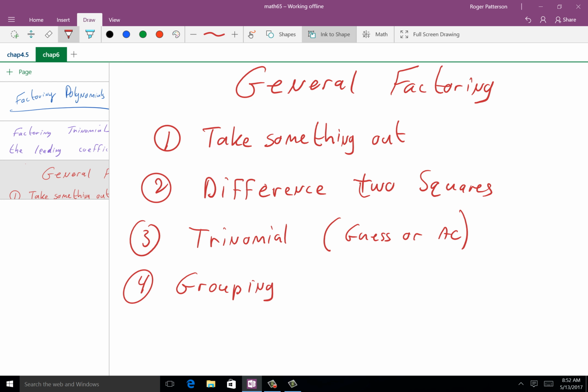6.5. All right. So, take something out as we already did. Trinomials, guess or AC, we already did. Grouping we already did. The only thing we haven't looked at is number 2, which is the difference of two squares. All right.